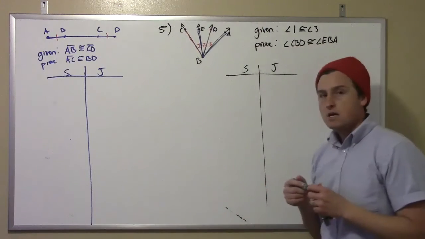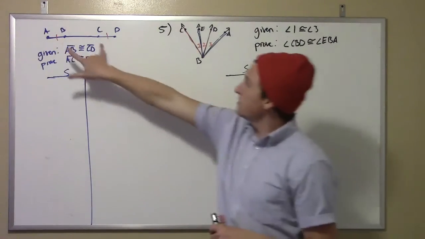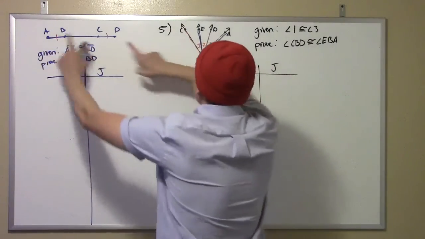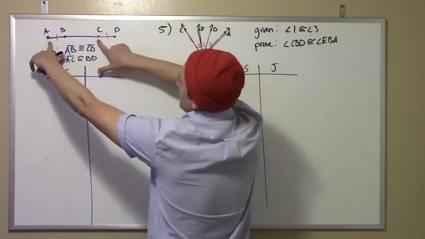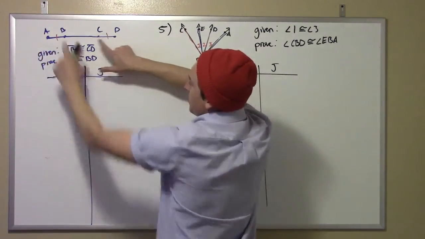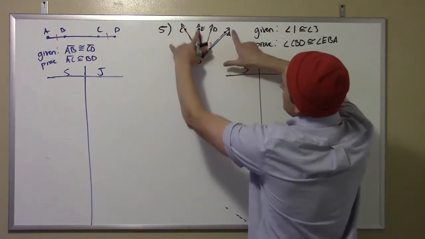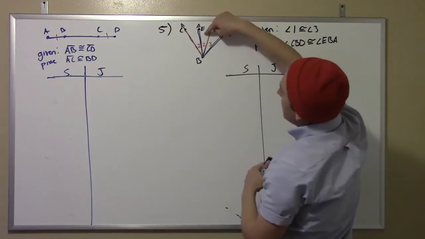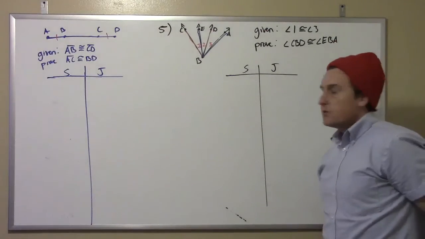So hopefully you can see how these proofs are very, very similar, right? We got two segments on the end that are congruent. We got two angles on the end that are congruent. We want to show that this segment is congruent to this segment where they're overlapping and sharing this middle piece. We want to show that this red angle is congruent to this blue angle where they're overlapping and sharing this angle. So very, very similar. Let's run through each of them.